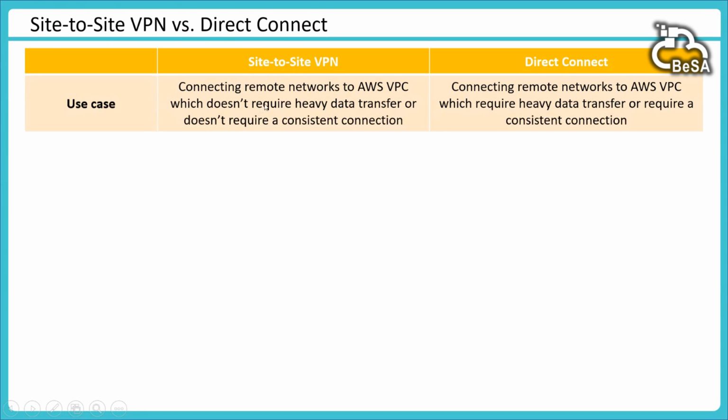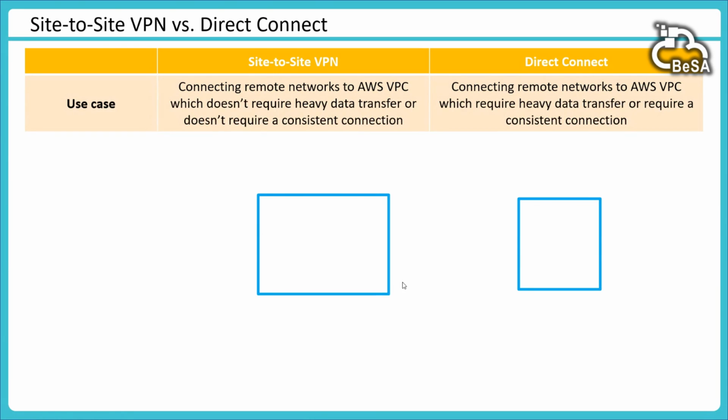If I want to connect a remote network to an AWS VPC which does not require heavy data transfer or a consistent connection, maybe I connect from my on-prem environment to AWS every evening, transfer my data, and once my work is done, I disconnect. So I do not need a constant connection to AWS. At that time, site-to-site VPN is a good choice.